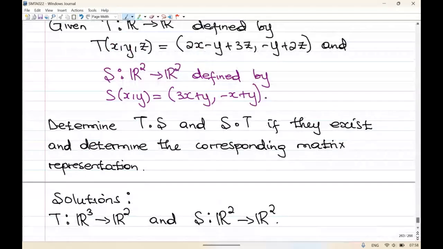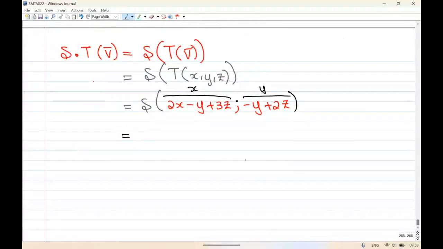You have that map S that takes R2 to R2 defined by S of X and Y equals 3 multiplied by the first element plus Y, minus the first element plus Y. Are we all together, colleagues? Can you write that S now here? Can we apply that here?